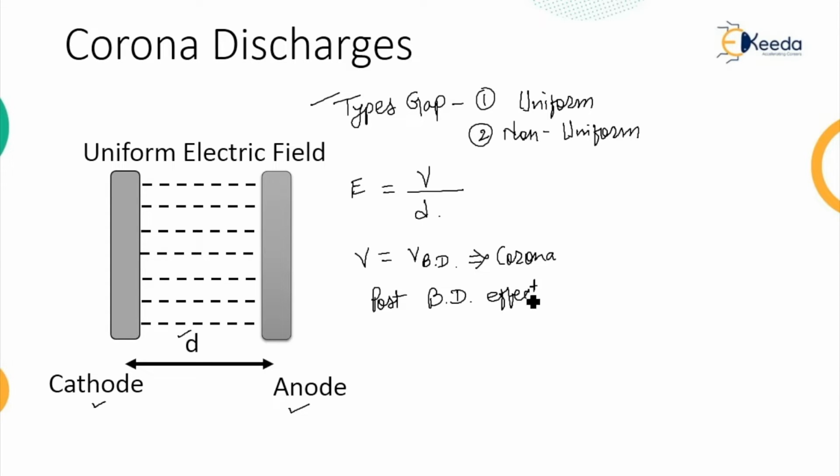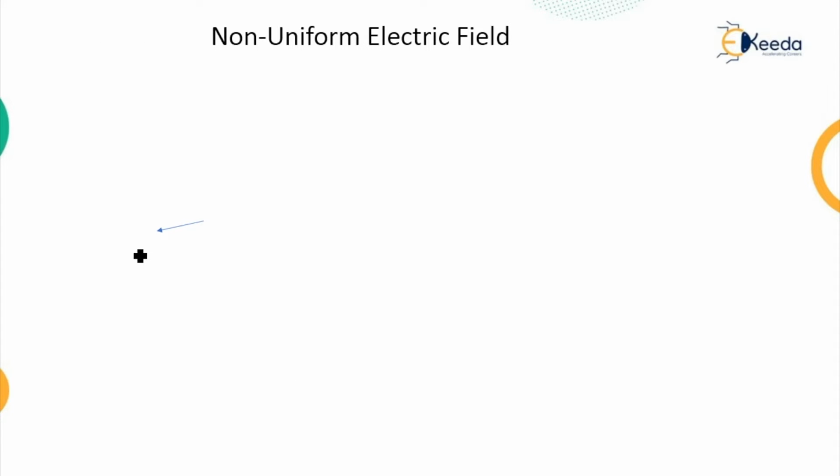And in the previous lecture, we have already discussed that it is nothing but the arc and glow formation. So this arc is nothing but the corona formation, which follows the weaker path in the case of a uniform electric field gap. Another way is the non-uniform field gap. The corona formation in this case is different from the previous gap.